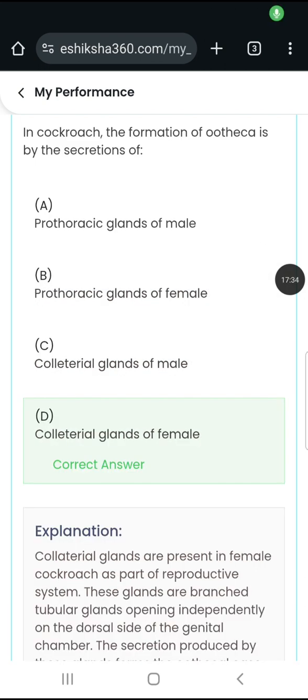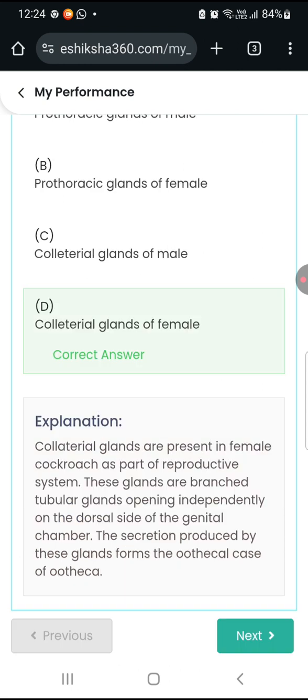In cockroach, the formation of ootheca is by the secretions of collaterial glands of the female. Explanation: collaterial glands are present in the female cockroach as part of the reproductive system. These glands are branched tubular glands opening independently on the dorsal side of the genital chamber. The secretion produced by these glands forms the oothecal case of the ootheca.